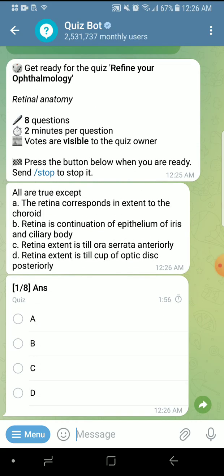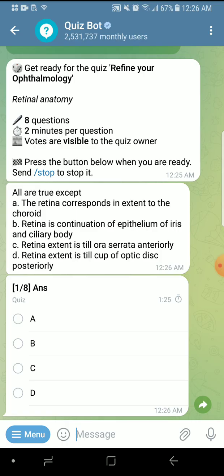first question was you have to pick up the false statement. If I see option by option, the retina corresponds to the extent of the choroid. So, as we go from anterior to posterior, behind the lens there is vitreous, then retina, then choroid, then sclera. And both retina and choroid start from ora serrata till the back of the eye. So, A statement has to be correct.